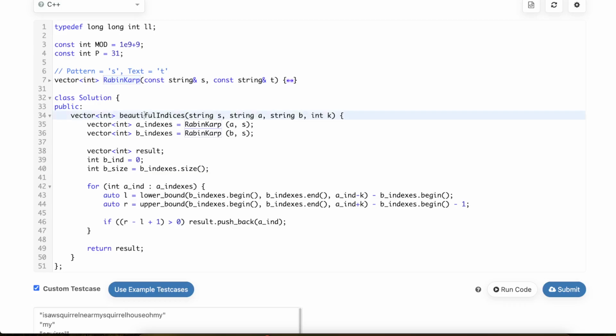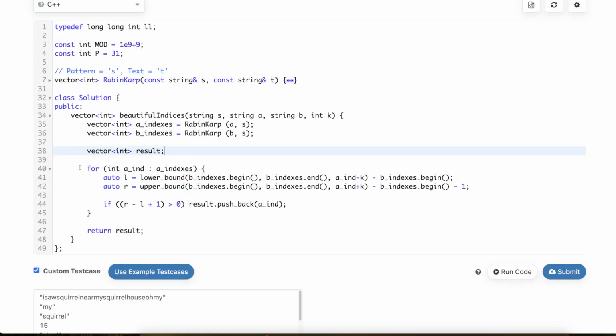So we have to figure out the beautiful indexes. We first figured out A indexes and B indexes using Rabin-Karp, and after that we simply iterated over all the A indexes. We figured out where A index minus k starts in the B indexes array, and where A index plus k starts in the B indexes array. If there are elements in between, it means we have at least one match and we will use A index, otherwise A index is not a beautiful index, right?